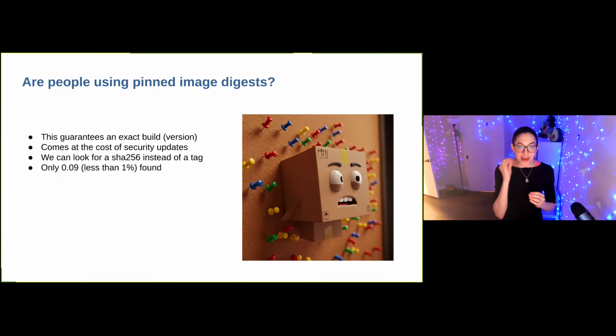Now, are people using pinned image digests? So if you imagine the dimension of reproducibility, there's the latest tag, like YOLO, I'm going to get something, I don't know what it is. And then there's a pinned digest, like I'm only going to get this exact one.